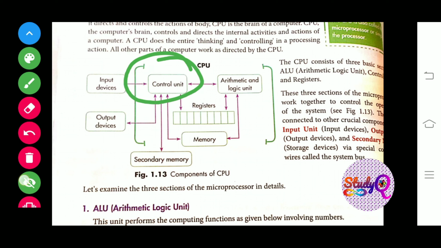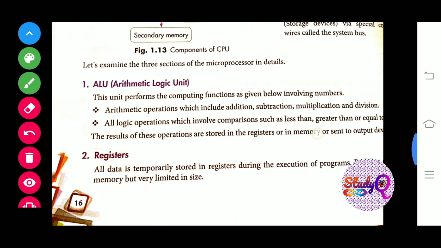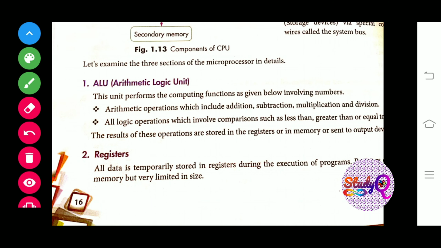After this we have to understand the ALU, the arithmetical logical unit. What are the functions of the arithmetical logical unit? It performs two main functions. It takes logical decisions and manipulates arithmetical data. Arithmetic operations, which include addition, subtraction, multiplication and division, are processed by the arithmetical logical unit. All logical operations, which involve comparison such as less than, greater than, equal to, have their results stored in a register. So a register is the fastest memory. Here we have to understand that registers are the fastest memory.